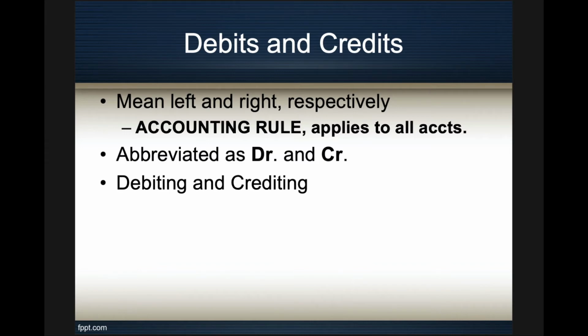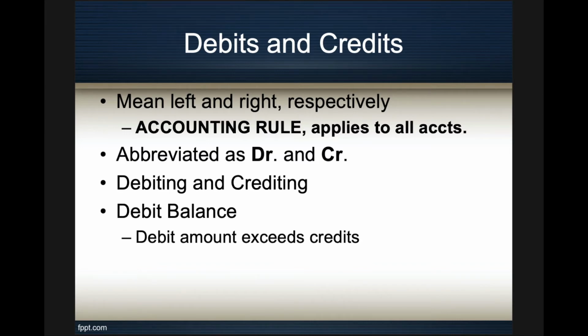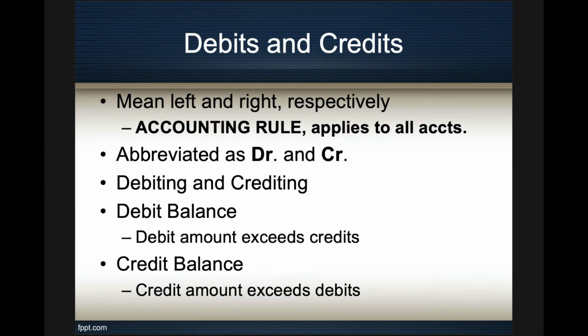We have a debit balance if our debit amount exceeds the credits, meaning the left side is greater than the right side. We have a credit balance if our credit amount exceeds the debits, so if our right side is greater than the left side. We are talking about the sum of all those amounts that are entered into the debit and the credit sides.